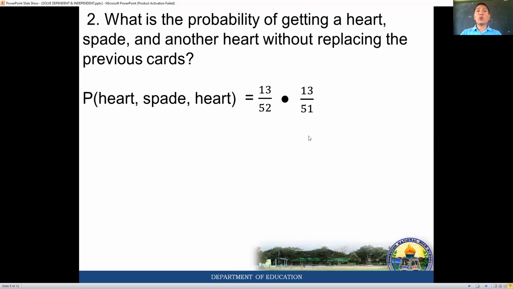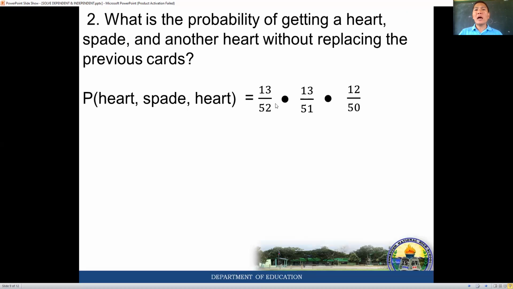And then the third event, what is the probability of getting a heart? So kasi nakuha na yung isang heart, so ilan na lang yung heart na nandun ngayon? So there are only 12. Tapos, dalawa na yung nakuha. So, ilan na lang yung all cards doon sa deck of cards? There are only 50. So, that is 12 over 50. So, you have 13 over 52 times 13 over 51 times 12 over 50.